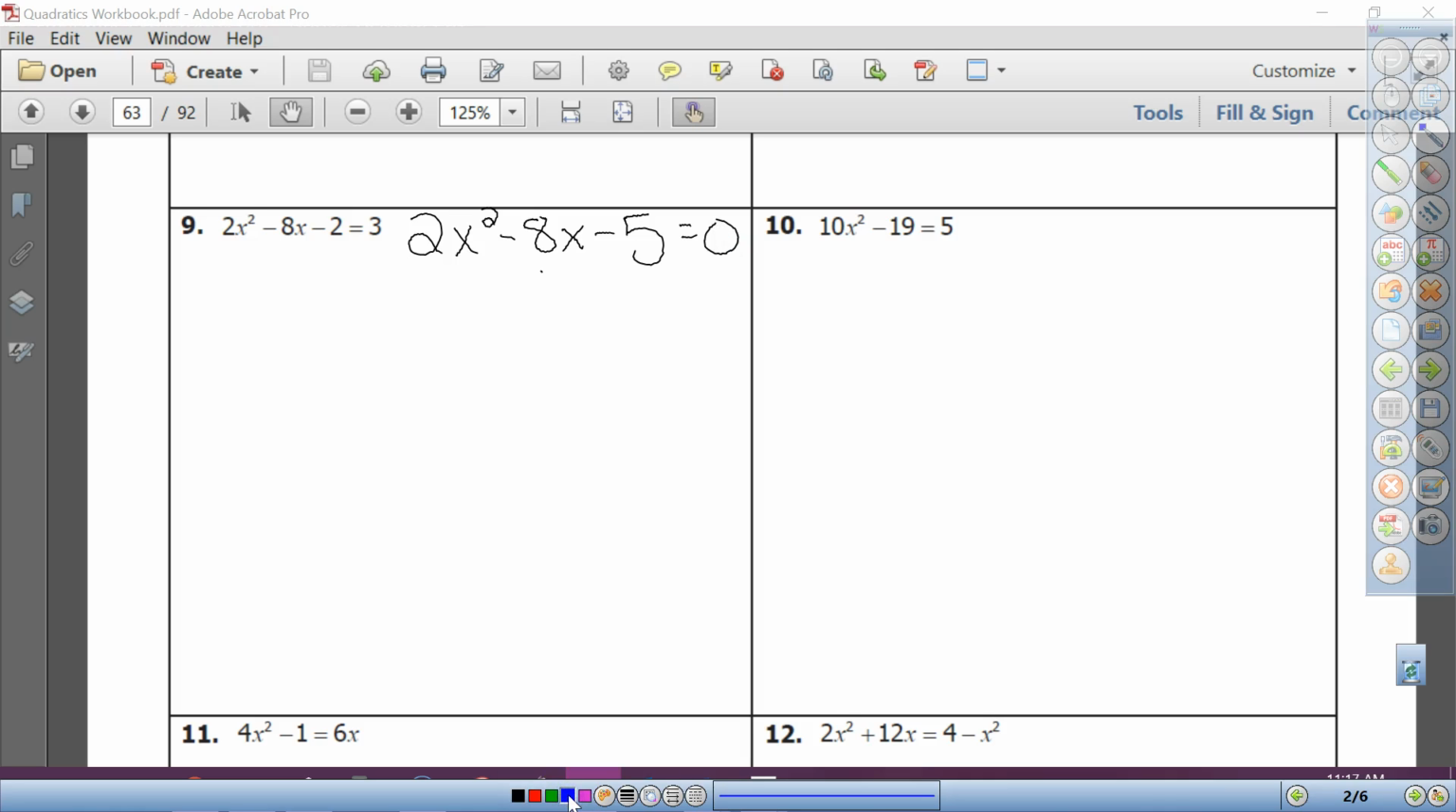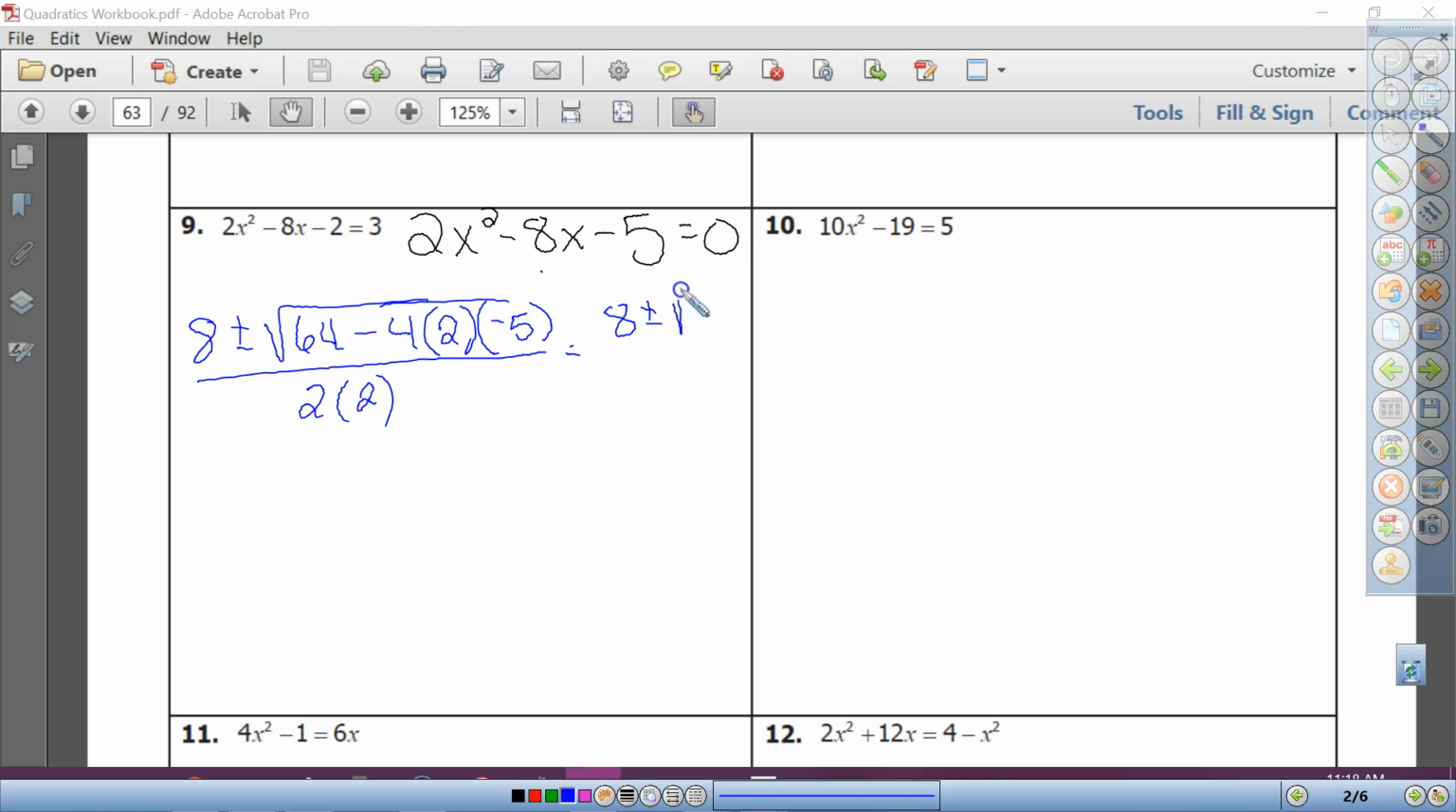So the opposite of negative 8 would be 8 plus or minus the square root of b squared, 64. Then I have minus 4 times 2 times negative 5, all divided by 2 times 2. So we have 8 plus or minus the square root of 64. Now, how many minus signs are there? 2. So we know it's going to be a plus.